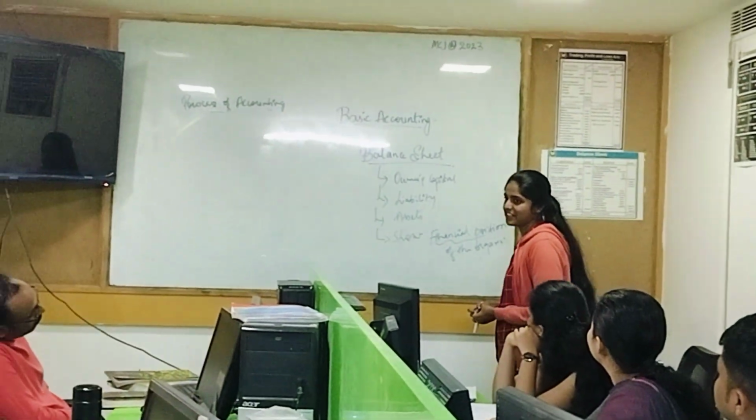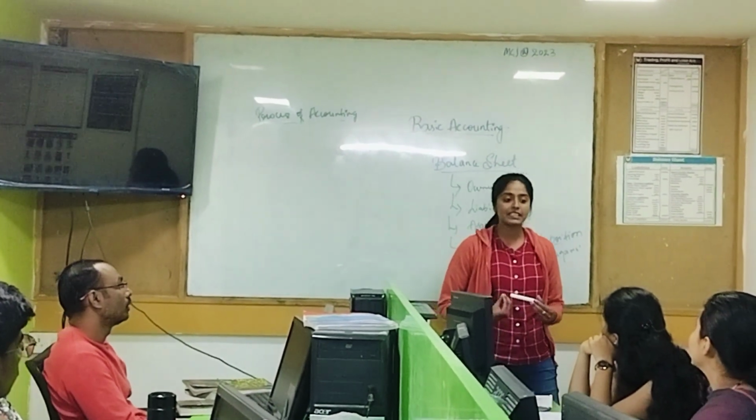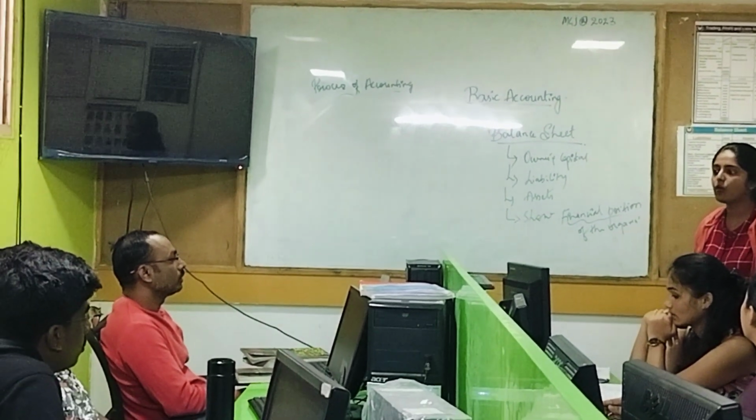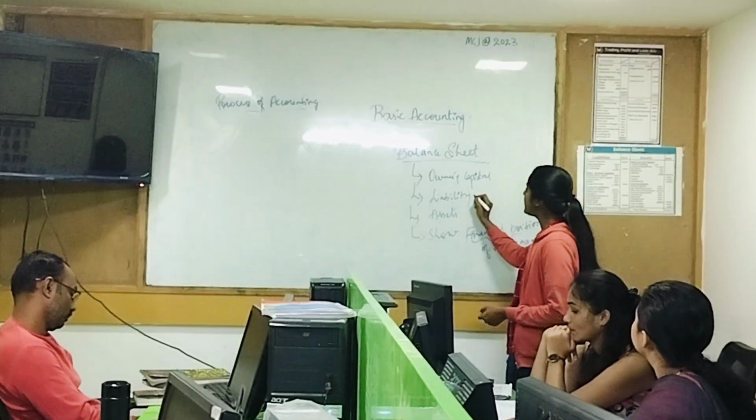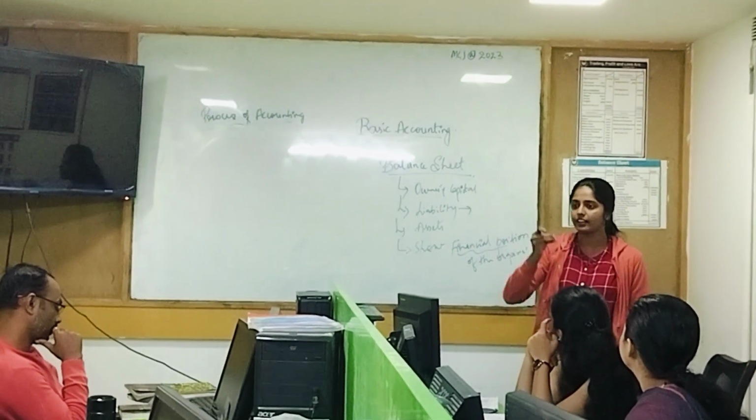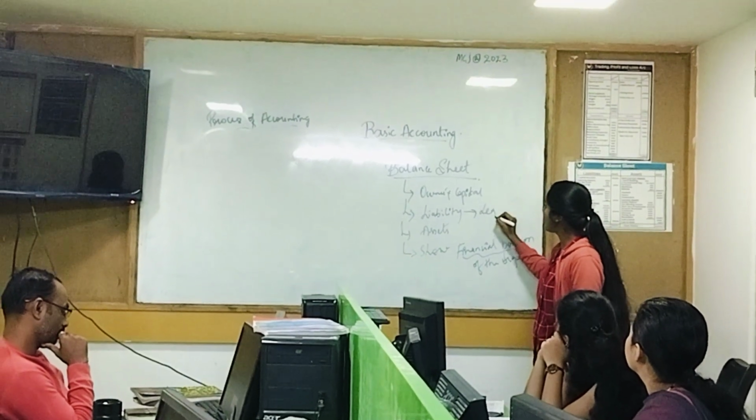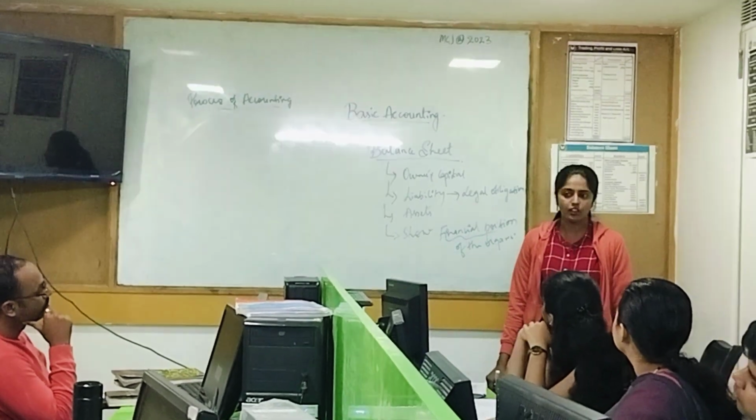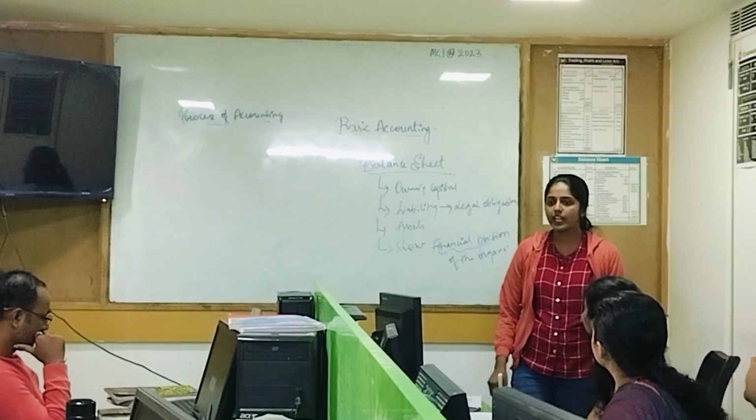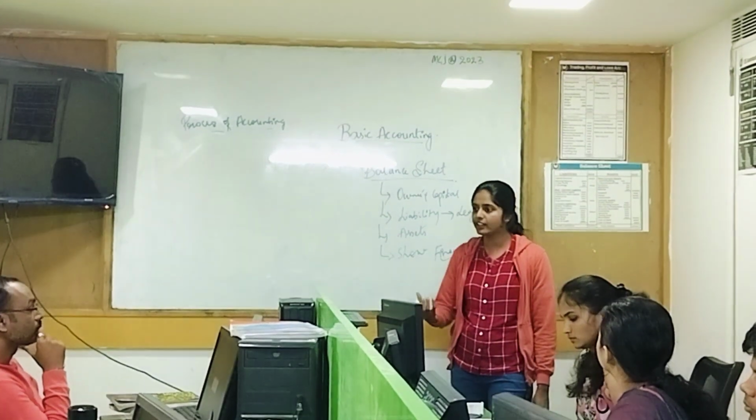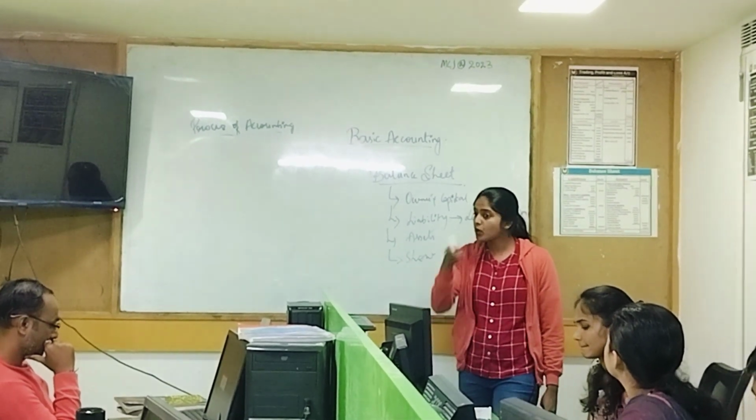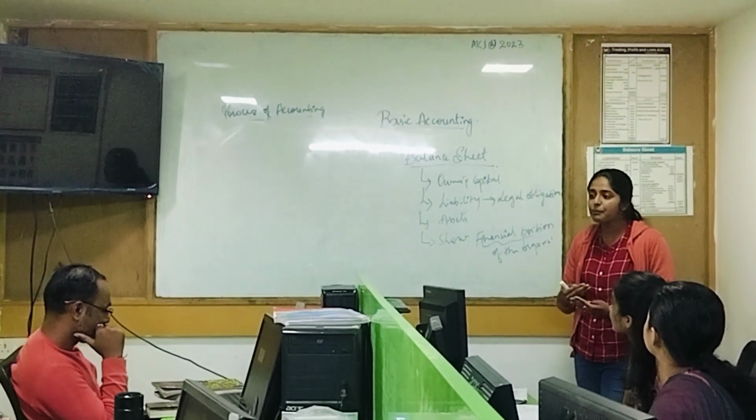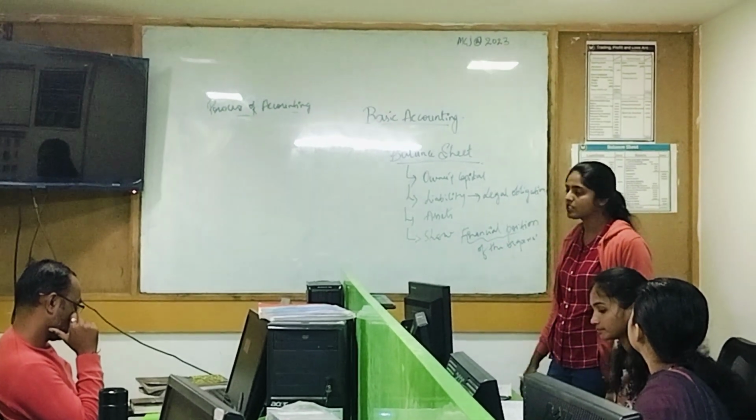Sorry, it's a wrong answer. So what do you mean by liability? I'm just asking, what we owe to others. Yeah, what we owe to others. It means it is a legal obligation to pay it back. For example, you have taken a loan, so you have to pay it back. For example, you have purchased raw materials or a fixed asset on a credit basis, so you have to pay it back. So this is called the legal obligation of a company or a business to pay it back. That is called a liability.